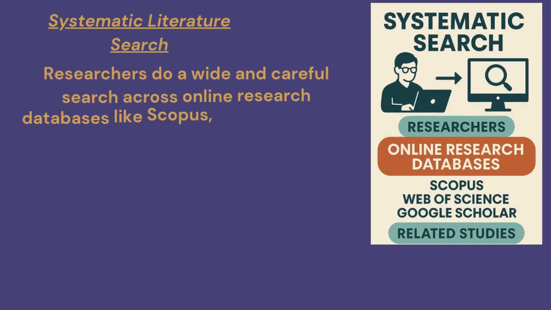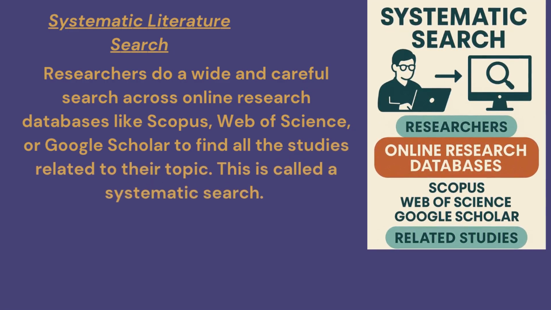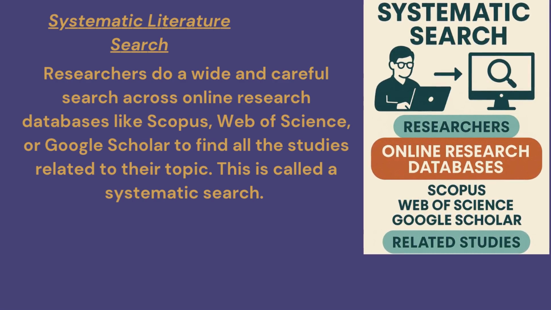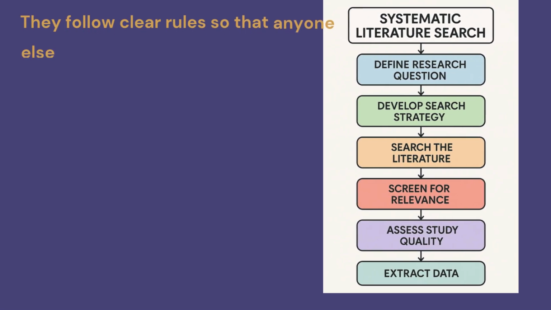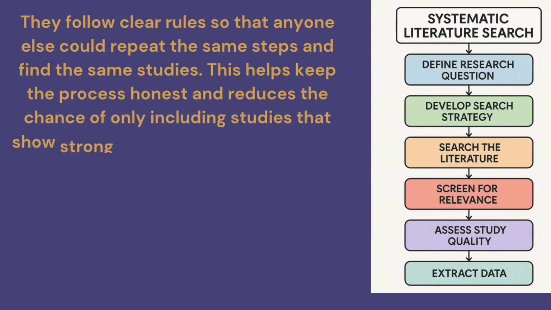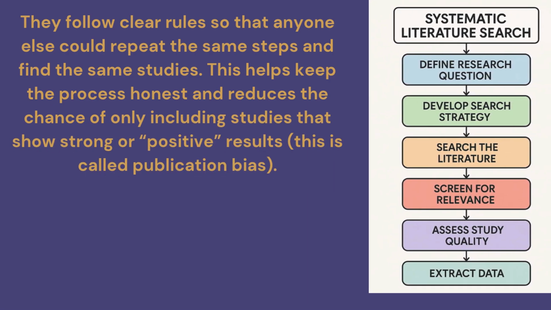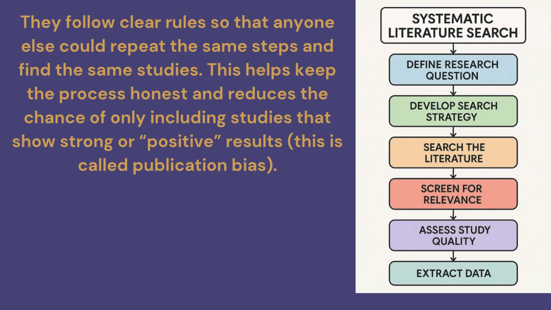Systematic literature search. Researchers do a wide and careful search across online research databases like Scopus, Web of Science, or Google Scholar to find all the studies related to their topic. This is called a systematic search. They follow clear rules so that anyone else could repeat the same steps and find the same studies. This helps keep the process honest and reduces the chance of only including studies that show strong or positive results. This is called publication bias.